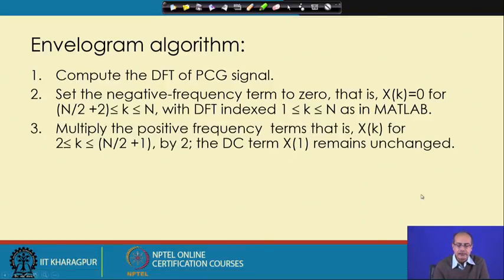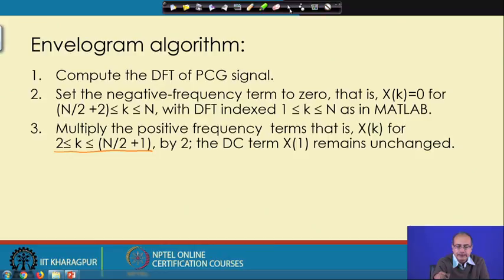The next is the positive frequency terms, which are starting from index 2 to n by 2 plus 1. They are multiplied by 2. And the DC term remains unchanged. So, that is the way we now get the spectrum of the analytic signal.